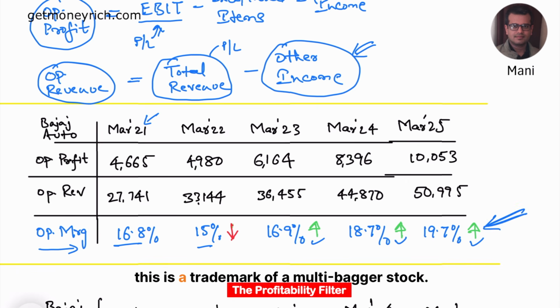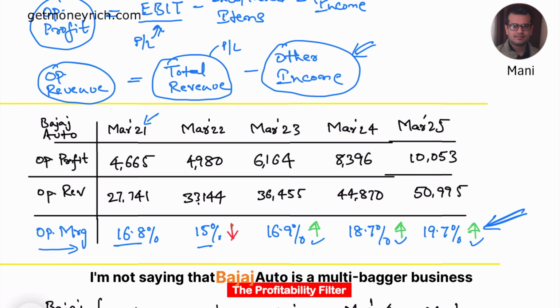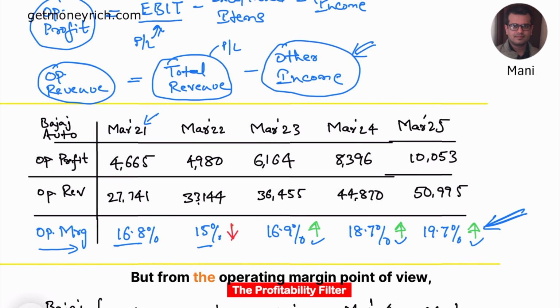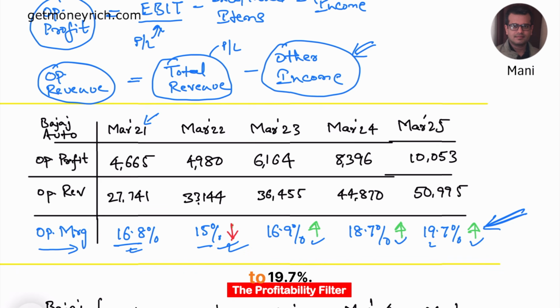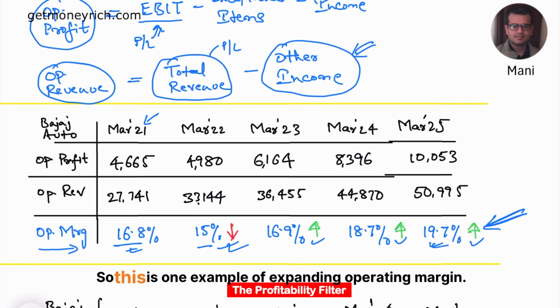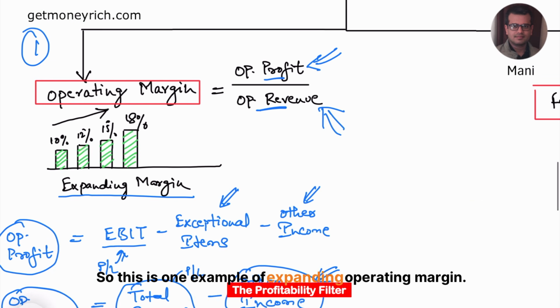This is a trademark of a multi-bagger stock. I'm not saying that Bajaj Auto is a multi-bagger business, because we have to see other parameters also. But from the operating margin point of view, the operating margin not only has consistently increased, except for March 22 as an exception, but its operating margin has expanded from 16.8% to 19.7%. So this is one example of expanding operating margin.